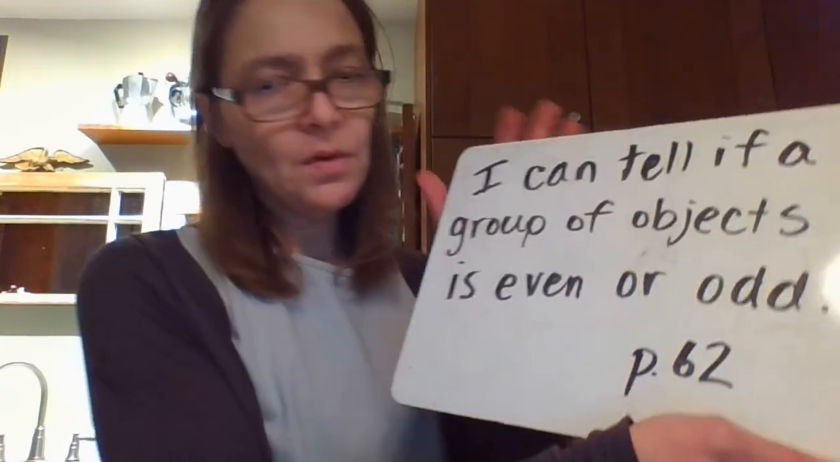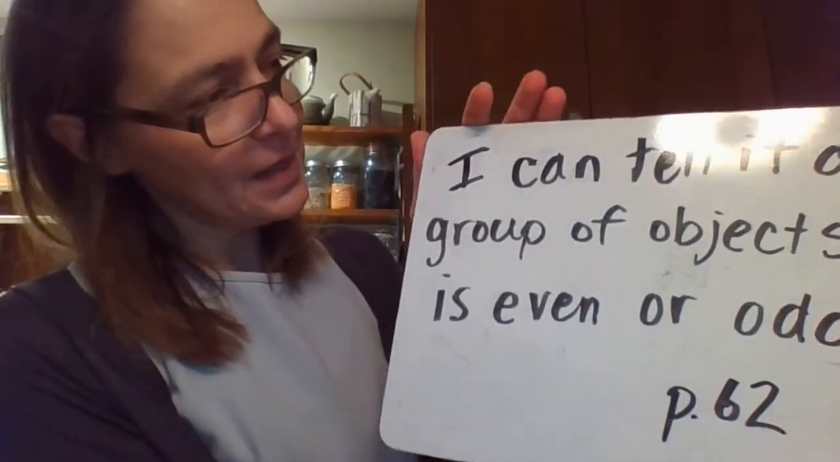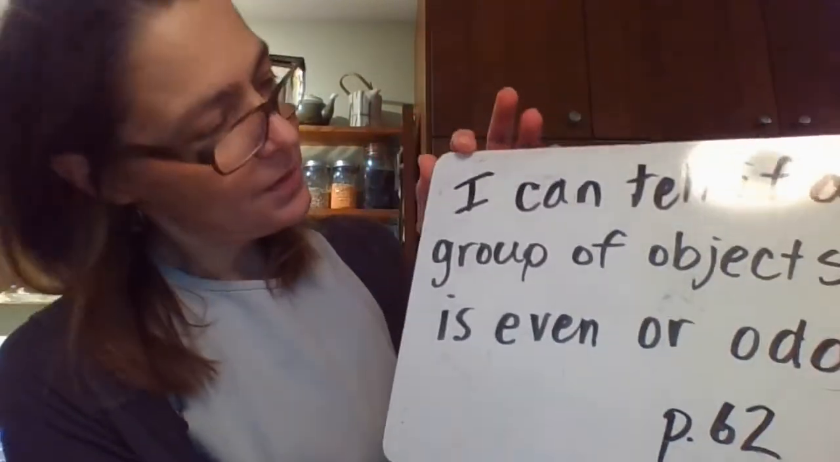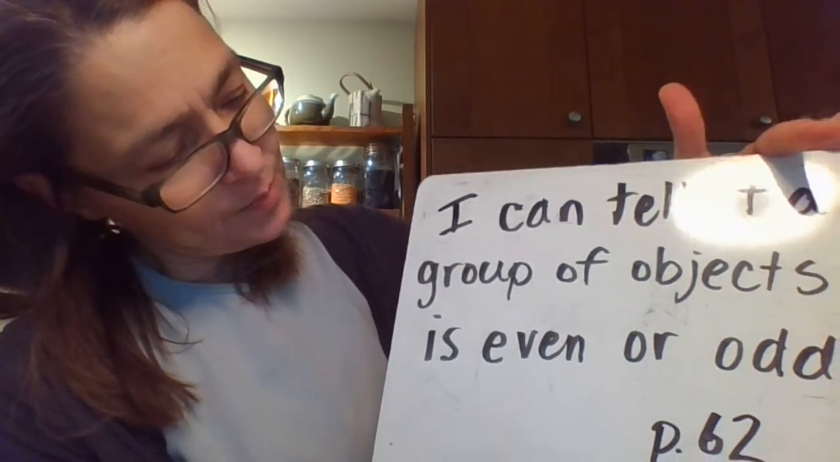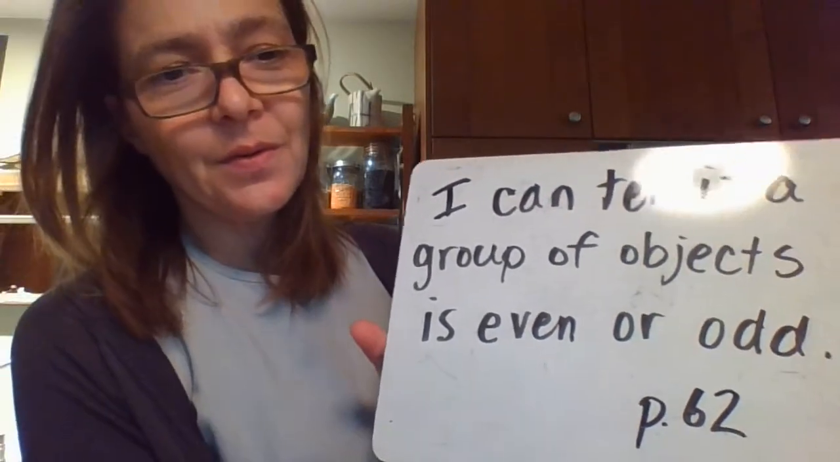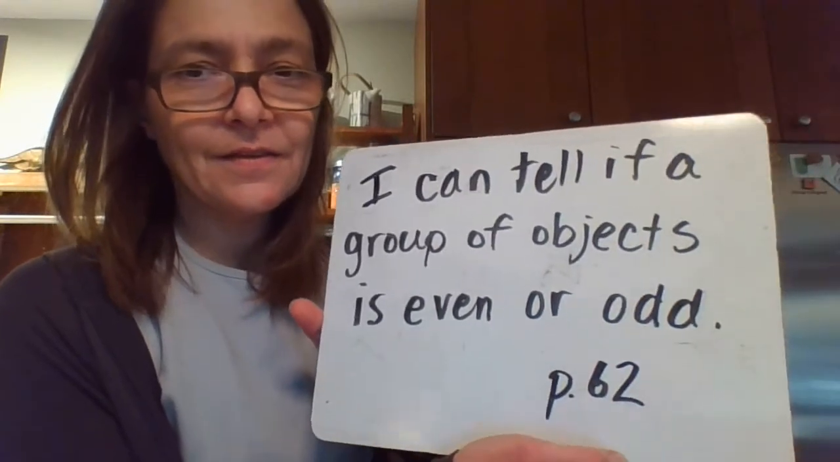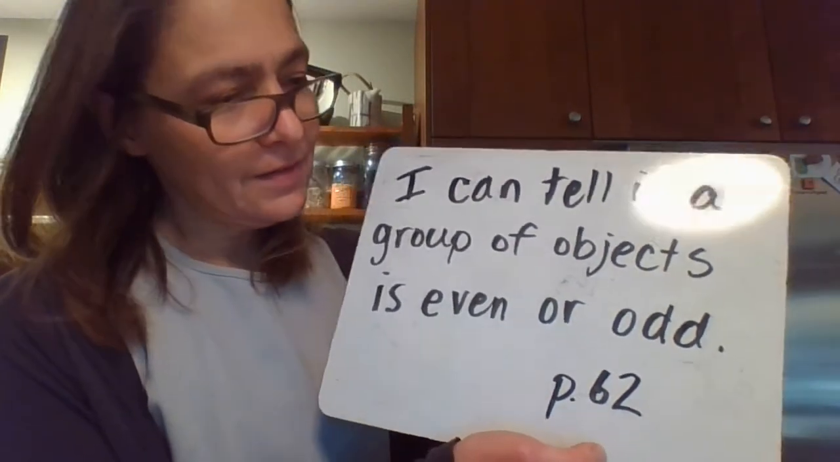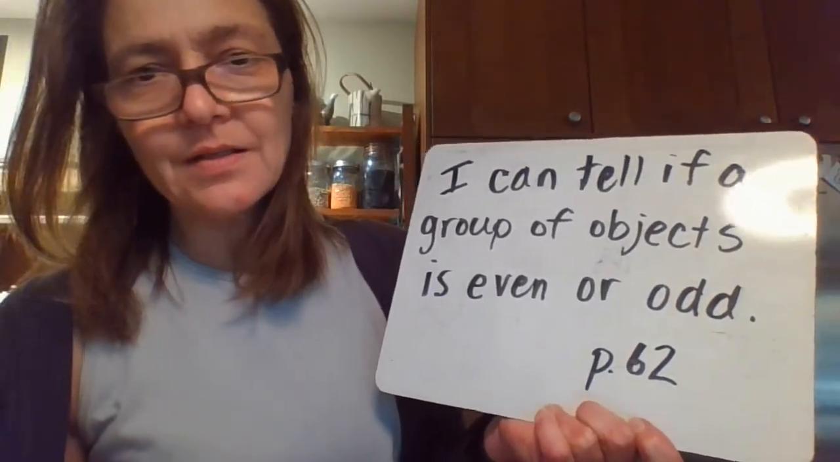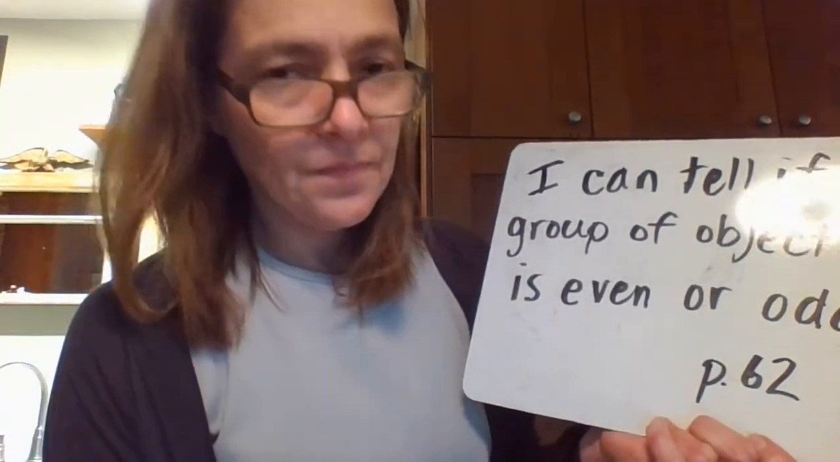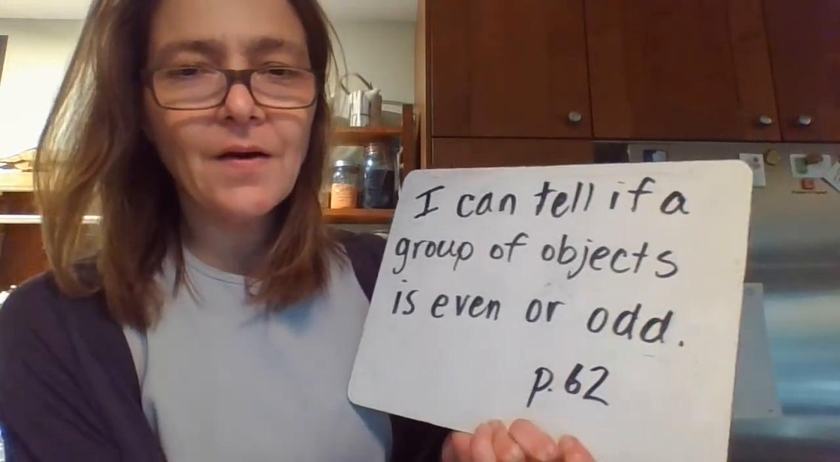Okay, and today we are at the top of page 62, and I'm going to review the I can statement from Tuesday. So let's read it together. I can tell if a group of objects is even or odd. Okay, and the vocabulary you need to know is even, okay, and odd. That's your new vocabulary.